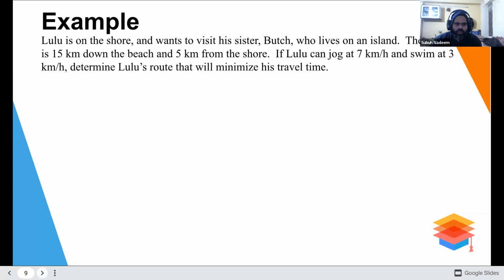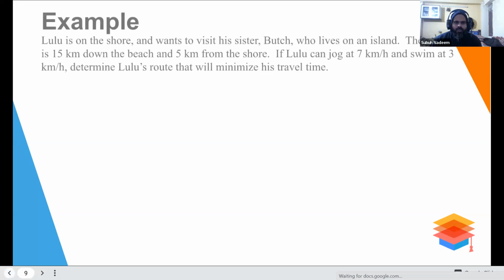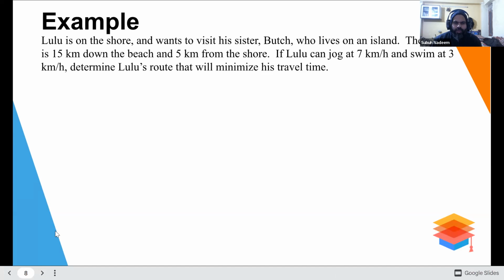Lulu is on the shore and wants to visit his sister Butch, who lives on an island. The island is 15 kilometers down the beach and 5 kilometers from the shore. If Lulu can jog at 7 kilometers per hour and swim at 3 kilometers per hour, determine Lulu's route that will minimize his travel time.